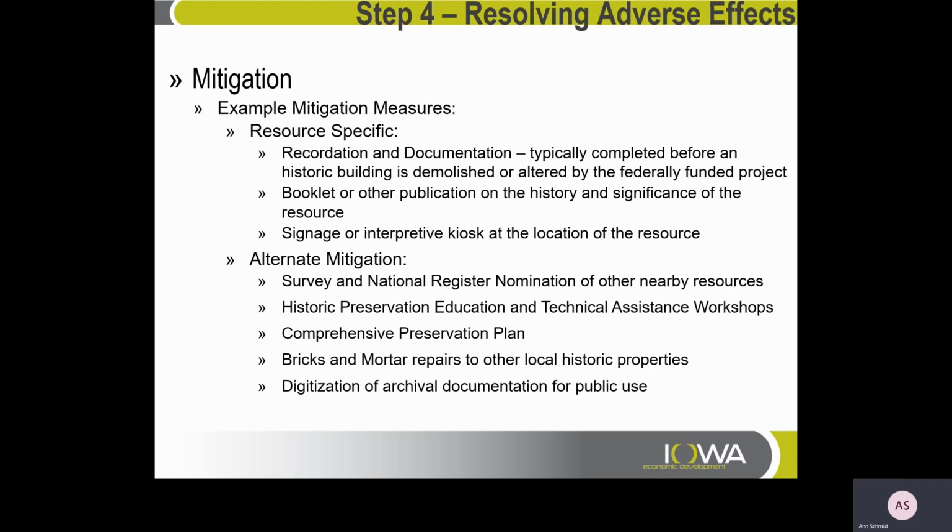There's also alternate mitigation, where you can focus your positive historic preservation resources on something not affected by the specific resource. So you could survey another National Register eligible district or property and perhaps move forward with National Register nomination. You could do historic preservation education and technical assistance workshops. You could provide a comprehensive preservation plan for the community. You could do bricks and mortar repairs on other local historic properties. Digitize archives for public use. These are just examples to show positive preservation actions that could be completed as part of mitigation.